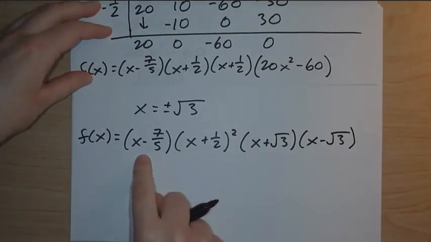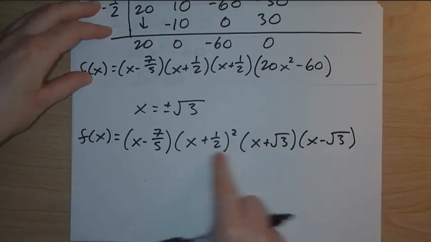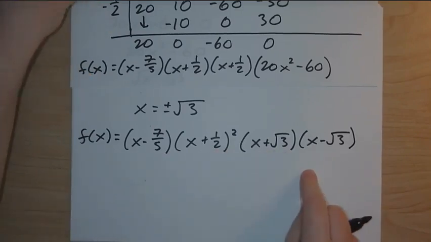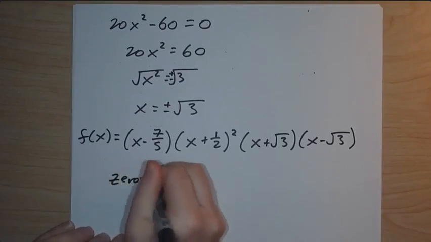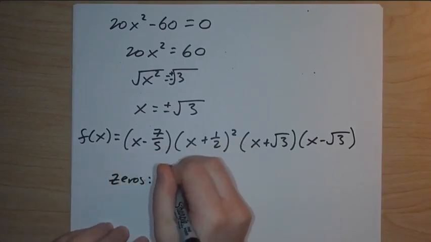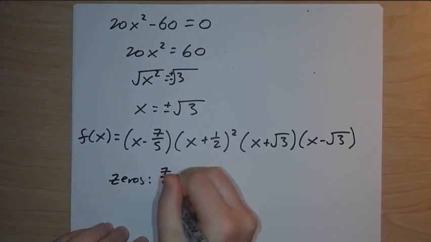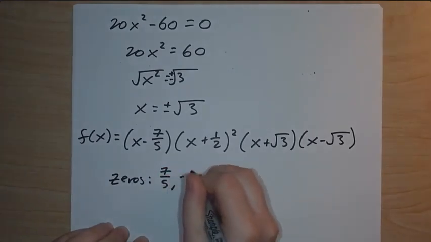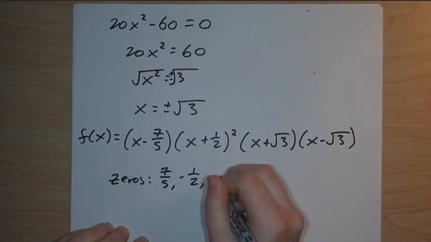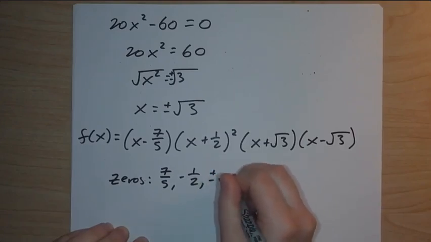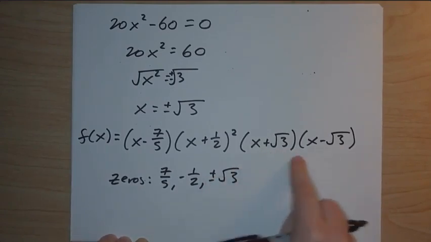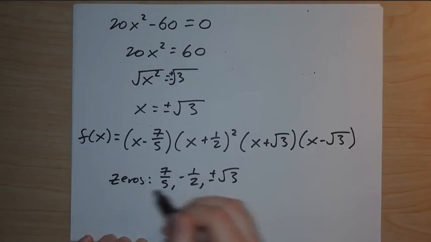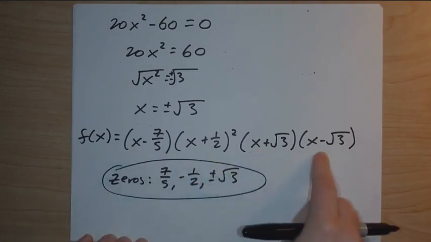So this is the fully factored form of f of x, and that means that our zeros are going to be positive 7/5 and a -1/2, and then plus minus square root of 3. This would be a negative square root of 3, this would be a positive square root of 3, if we equated it to 0. So our zeros are x is equal to all of these numbers. And this is the fully factored form of f of x.